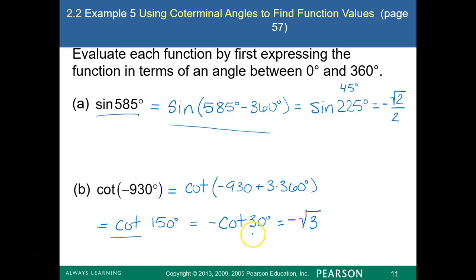Okay. So if you're missing how I'm coming up with that cotangent of 30 degrees is the square root of 3, go back to your chart in the previous section, and that is where I am finding those values. Cotangent of 30 degrees comes from that chart, which is the square root of 3. And then we just multiply our negative value to it because it is in the second quadrant and cotangent is negative.